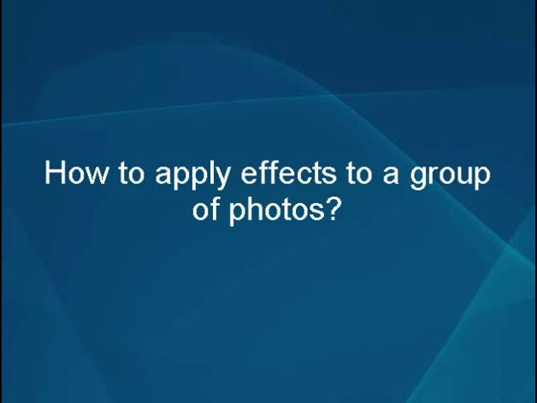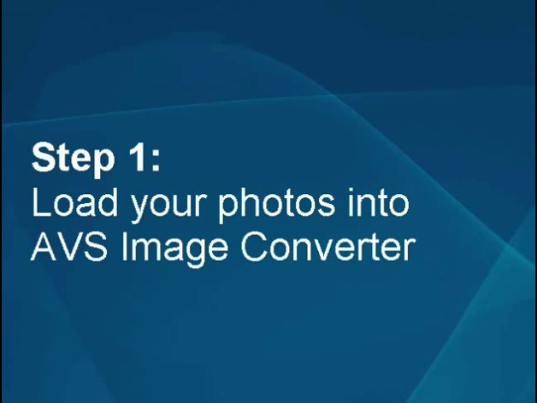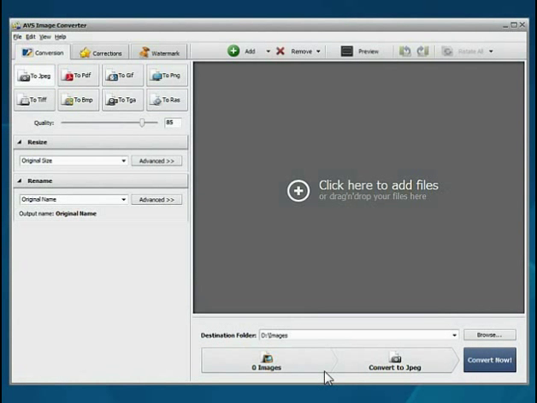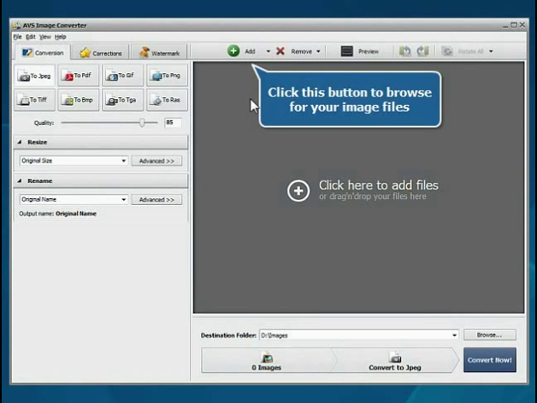How to apply effects to a group of photos. Step 1. Load your photos into the AVS Image Converter. The main program window is opened.